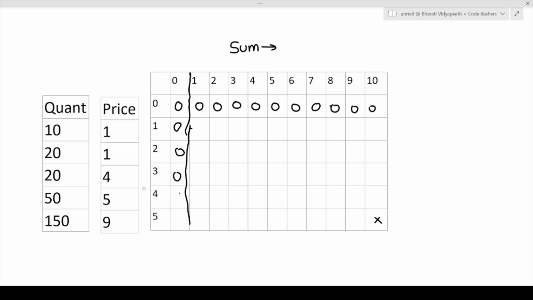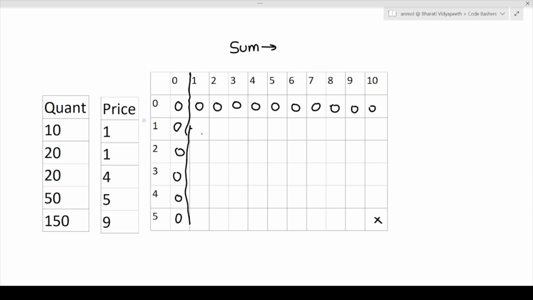Again, if we consider this cell, what does this represent? We have zero amount with us, and 4 items are available to us. So how much quantity can we buy? Again, we can buy 0 only because no money is present with us. So here also 0 will come. So now what we have done, we have filled the first row and the first column.